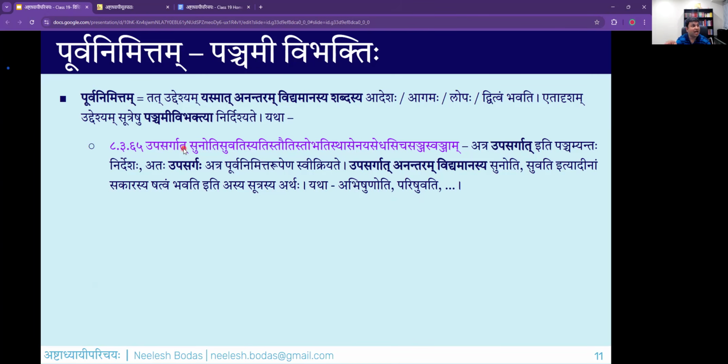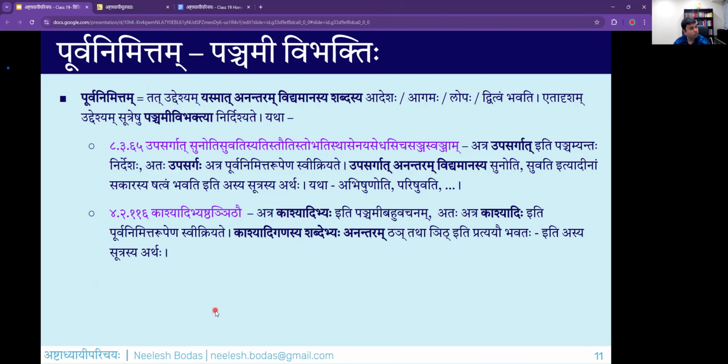You also have a sthani over here. Sunoti, suvati, sthati and so on is sthani. And it is also indicated in Shashti Bahuvachanam. So like marutam, that is the Shashti Bahuvachanam. So you have one sthani uddesham, which is Shashti Bahuvachanam. You have one purva nimittam, which is panchami. So in this way, the panchami is used to indicate purva nimitta.